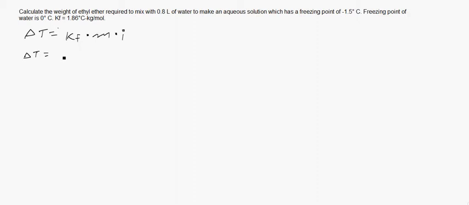And recall, this is basically the freezing point of pure solvent minus the freezing point of your solution.